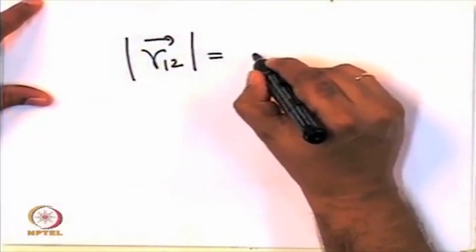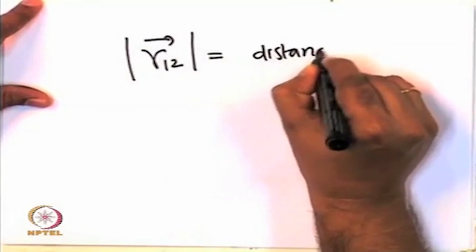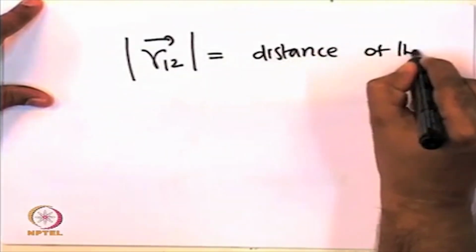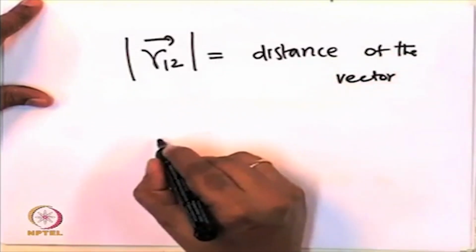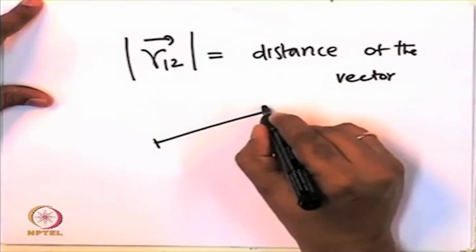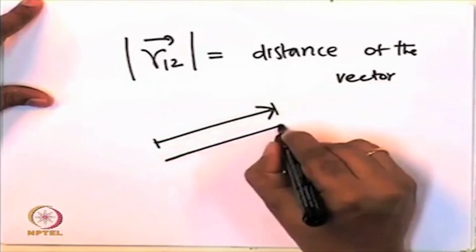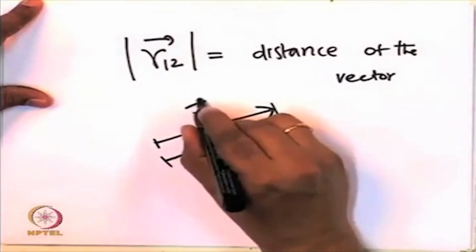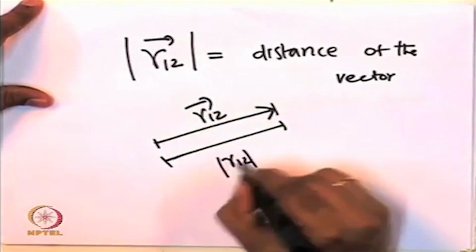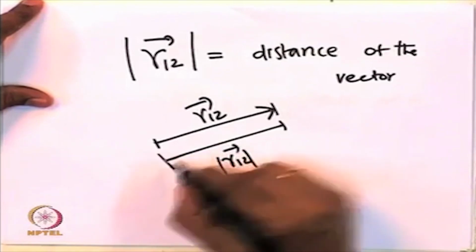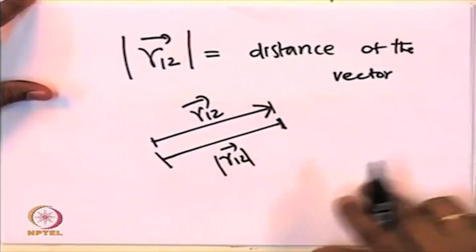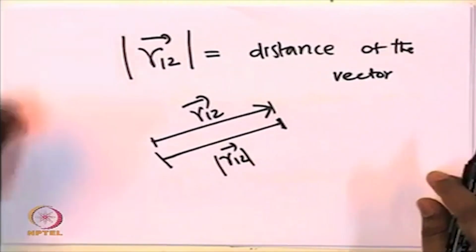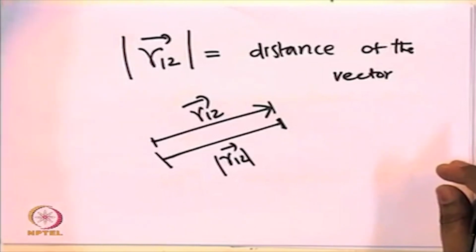r12, as I said, is the magnitude, it is also the distance of the vector. That is, if you have a vector like this from here to here, this distance, if this is the r12 vector, this distance is called mod r12. Mod r12 will give you the distance from here to here. So, this is what will be represented by mod r12. Now, how do we calculate this mod? That is what we will discuss.